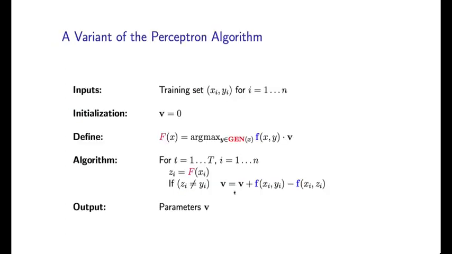So here is the algorithm. We're going to assume that as input we have some training set, some set of examples, xi, yi, for i equals 1 to n. And we have these functions gen and f, which I just described. So gen enumerates the candidates for an input, f defines a feature vector mapping, and we'll assume these two components are fixed. The task is going to be to learn our parameters v using these training examples as information.